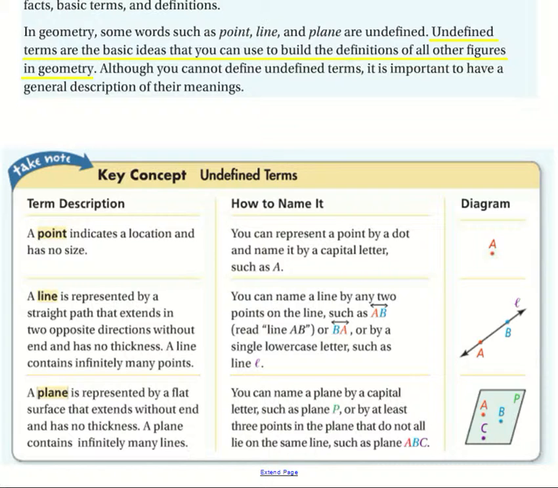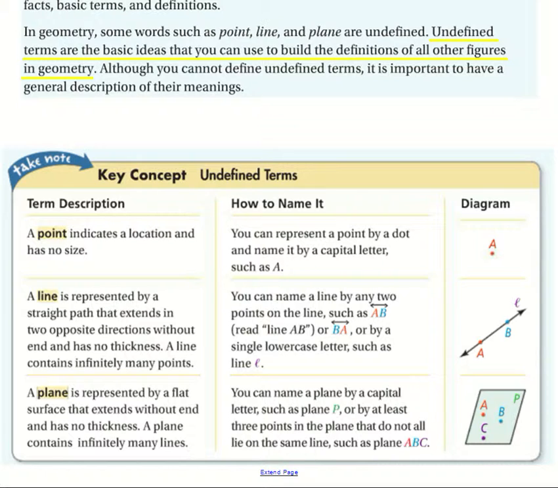Now a line is represented by a straight path that extends in two opposite directions without ends and has no thickness. A line contains infinitely many points. So you can name that line by two points that are on that line. On our line in this picture we have A and B, so we name that line AB, and we write this arrow going in both directions above it to express that it's a line in both directions. Or we can give it a lowercase cursive letter such as L. And so there are two ways to name a line.